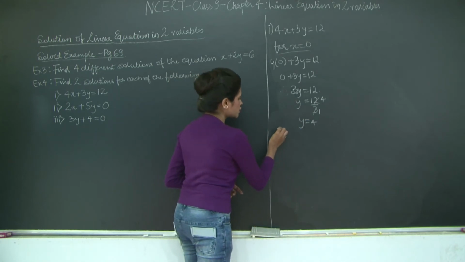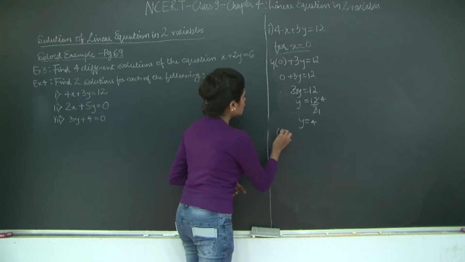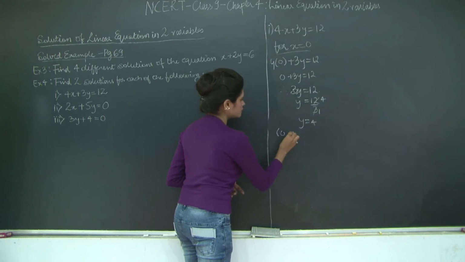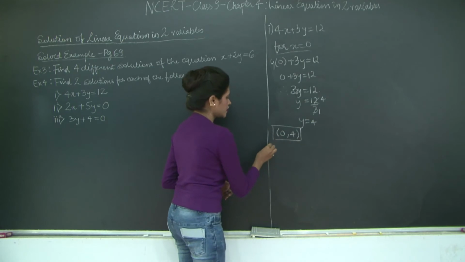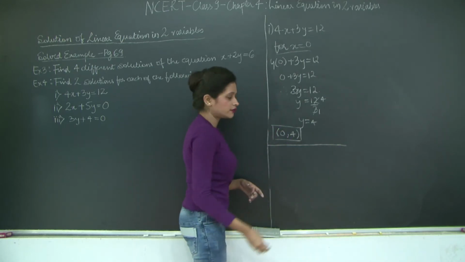Right. So what is your solution? One of your solutions is (0, 4). I'll box it up. Let's take y is equal to 0 now.